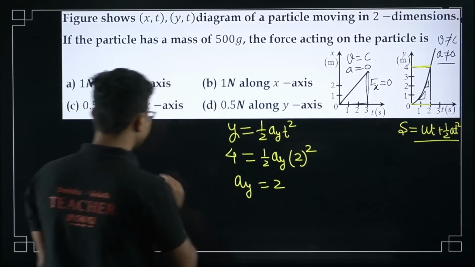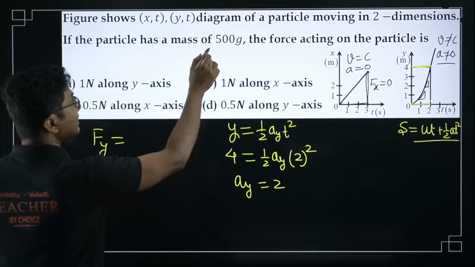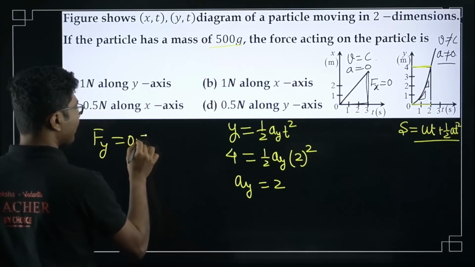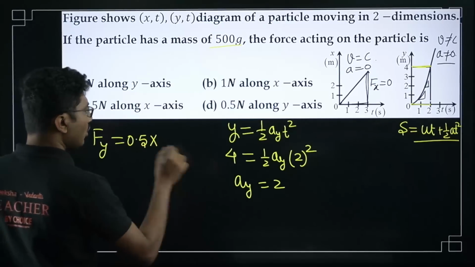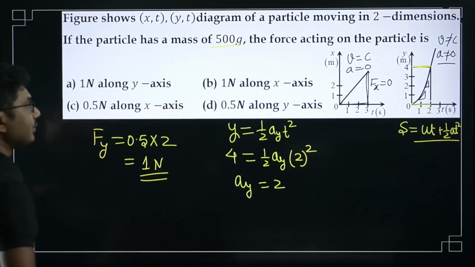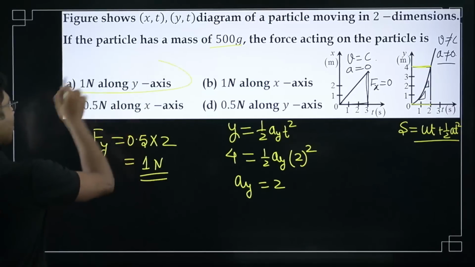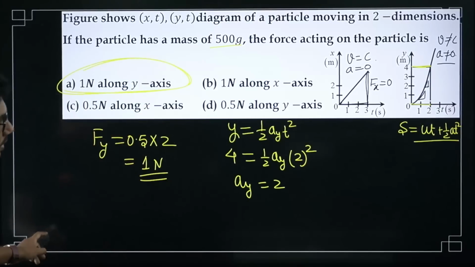So what is the force along the y direction? Mass is 500 gram, that is 0.5 kilograms, into 2, that is 1 Newton. So force is 1 Newton along the y-axis. So 1 Newton along the y-axis, option A is correct.